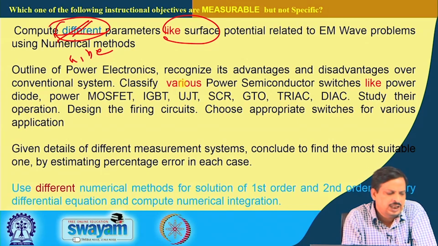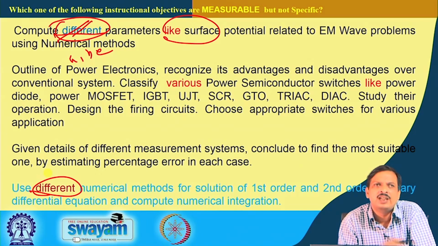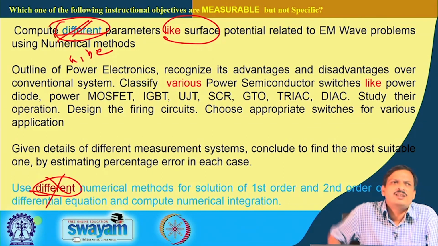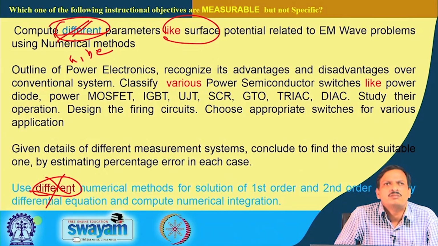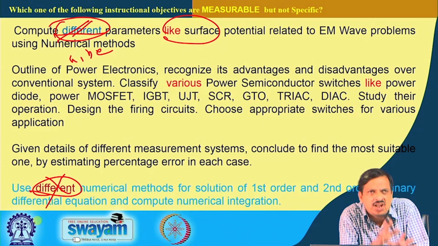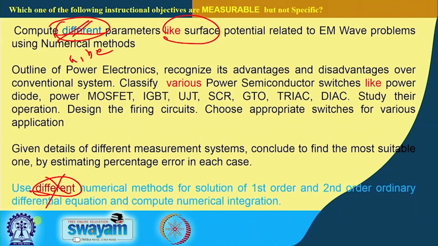Different numerical method: if I cover two numerical methods, write down using method A and method B. If I cover three methods, write down method A, B, C. If I cover all methods, then write use numerical methods, no different. That means all methods. Understand? So, some of the outcomes may be measurable, but not specific. So, in an assignment, if I give you three outcomes and ask which one is measurable but not specific, you can easily do it. I think that is the end.